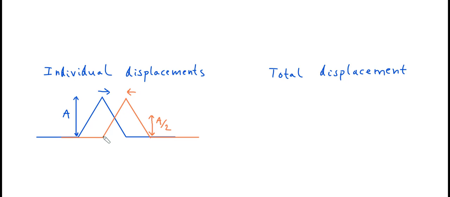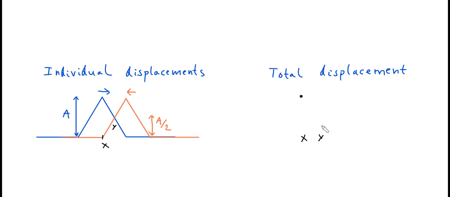As before, if I call this point x here, and the displacement of the orange one is 0 and the displacement of the blue one is capital A, then at point x the total displacement again is just going to be A. Now let's call this point here where the blue and orange lines intersect, y. You can see at y, the displacement of both waves is A over 2. And again, if we just add those displacements together, we're going to get a total displacement of A.